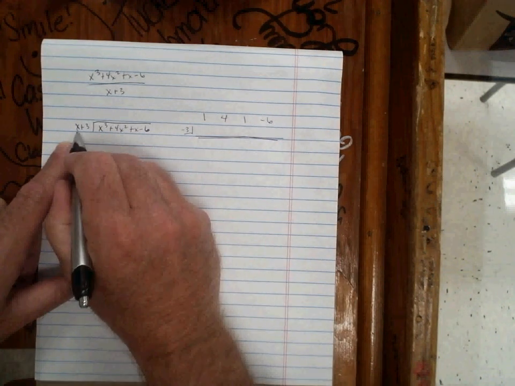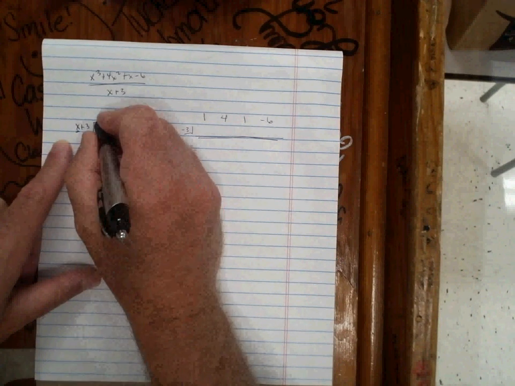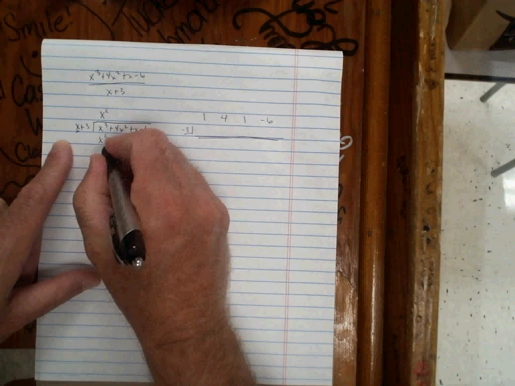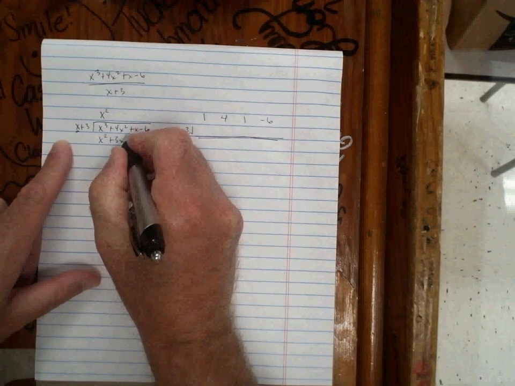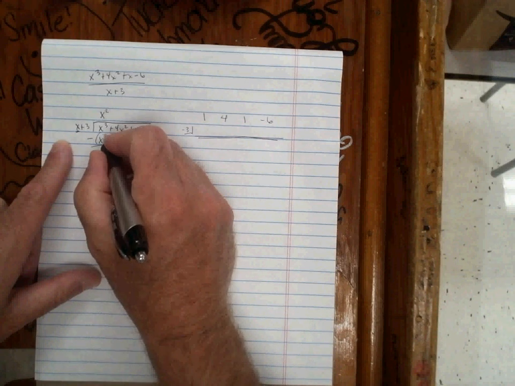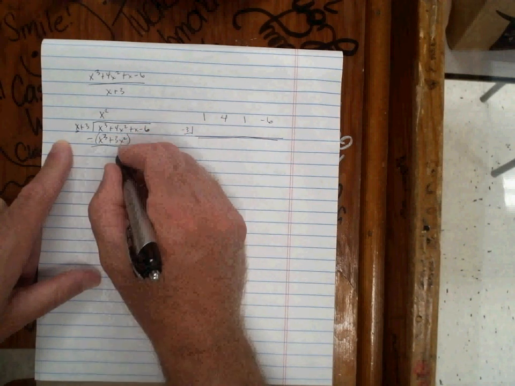We're going to key on the x here. We're going to say, what times x makes x cubed? That's x squared. Put it up top, multiply it times everything out here, x cubed plus 3x squared. Then we're going to subtract all that from above. Whoops, sorry, this is x cubed plus 3x squared. We'll subtract that, those cancel. 4x squared minus 3x squared makes 1x squared.